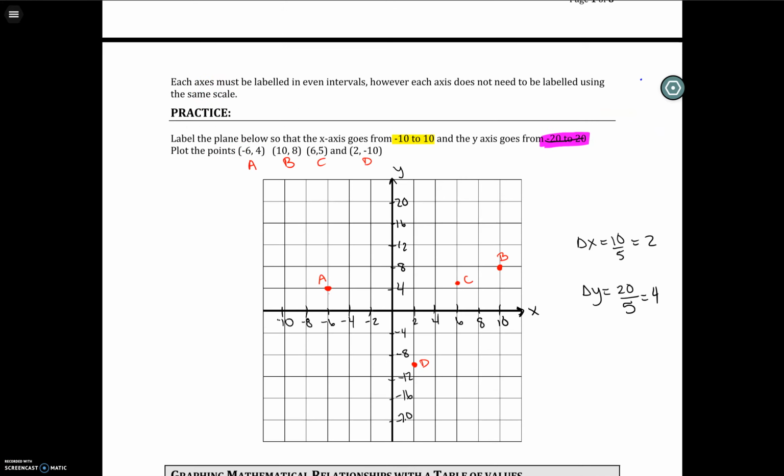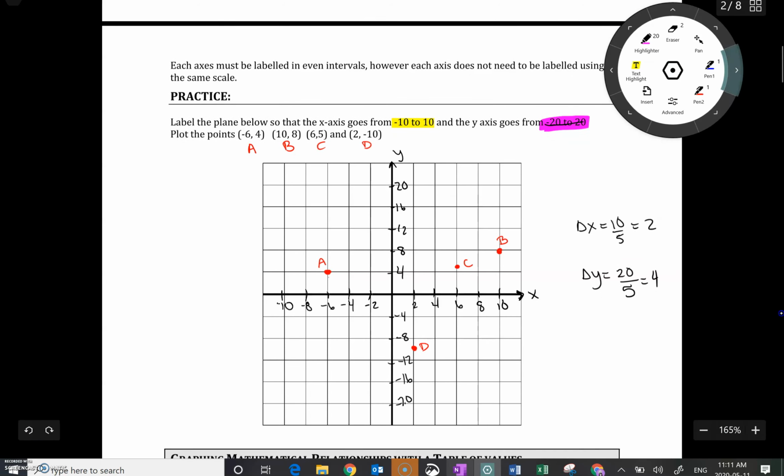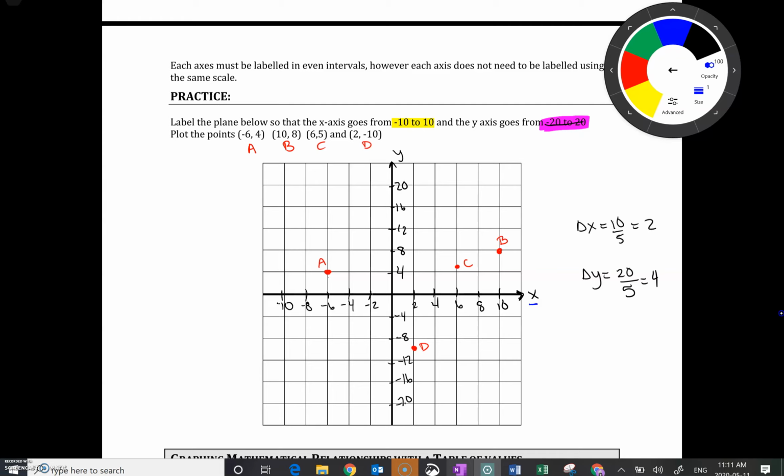Okay, excellent. So now that you've taken a chance to try this on your own, let's go through the solution. Because x has to go from negative 10 to 10, I've labeled the x-axis with the label x, and notice that I'm going up by 2s: 2, 4, 6, 8, 10. Every tick counts as 2. The y-axis has to go from negative 20 to 20, so I'm going up the y-axis, which is labeled by 4s: 4, 8, 12, 16, 20.